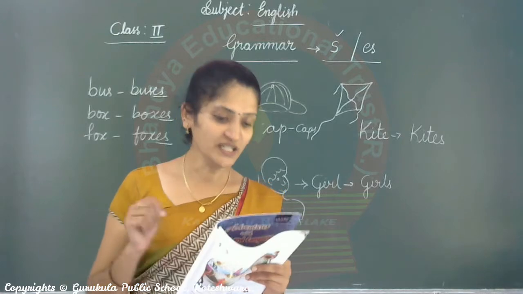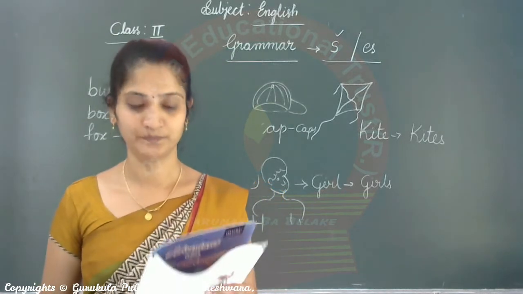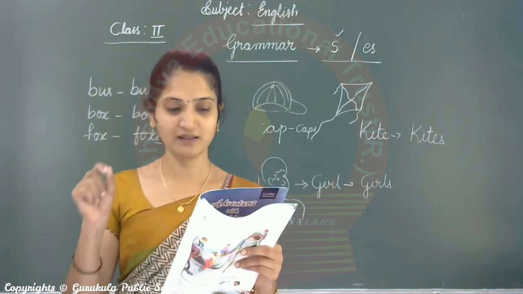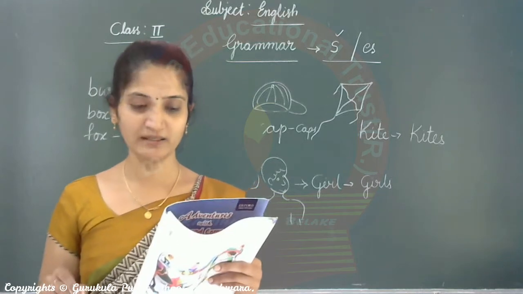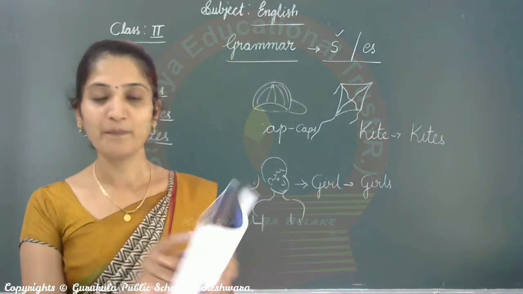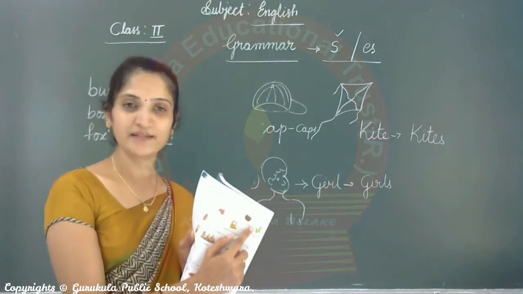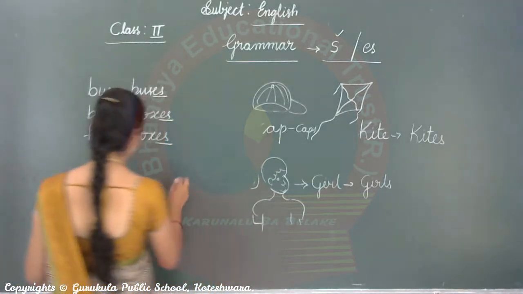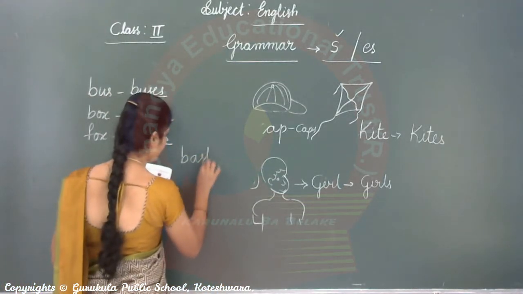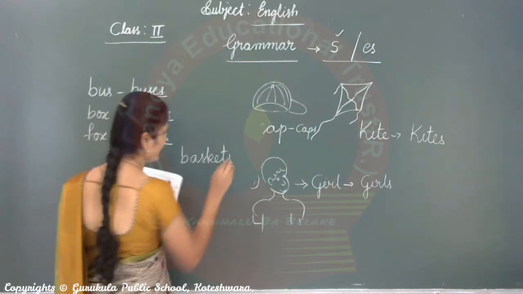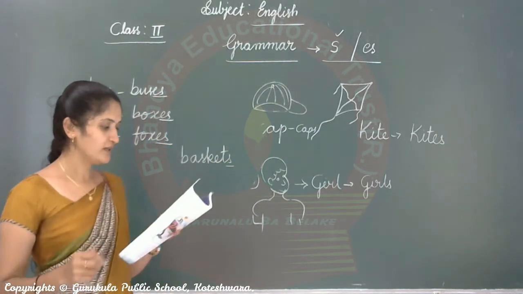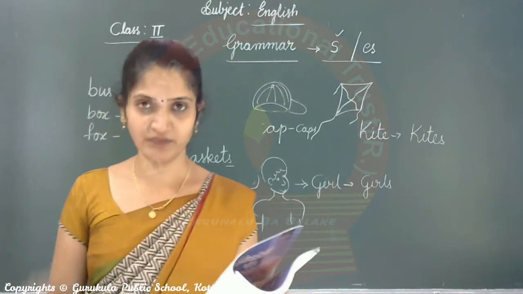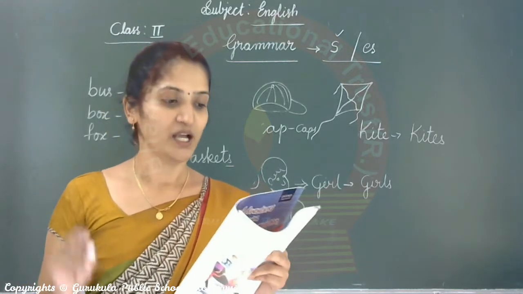Okay, first: Gita is going on a picnic. She packs a lot of food in the what? Which picture did they give? Basket. If it is more than one, which one will you add? Baskets. Just I add s only. Okay. Then next, they gave an answer in bracket, basket, right? If it is more than one, baskets.